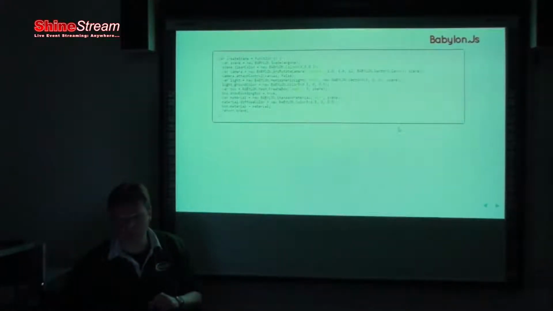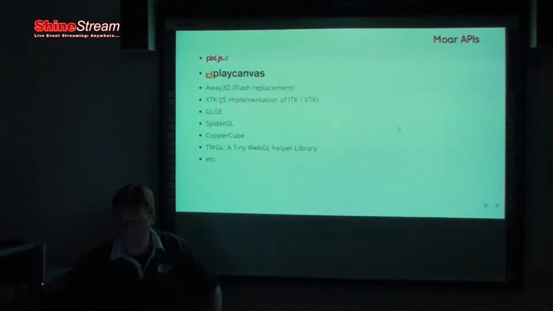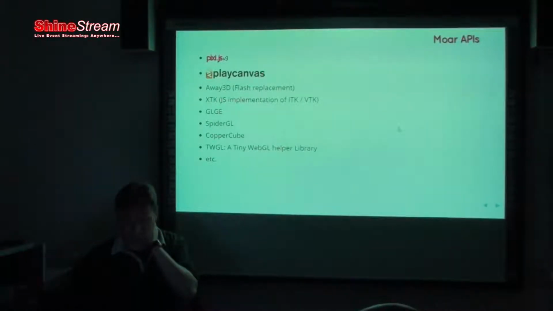No actual output for that one, but I think that's essentially equivalent to the other one. Yep. Some more APIs. You've got Pixie.js, which is actually two-dimensional rather than 3D. It's quite a nice one. Play Canvas is more of an editor, really, but you've also got the engine if you want to, so you can do your own coding.